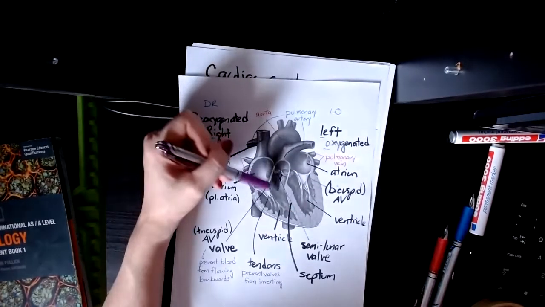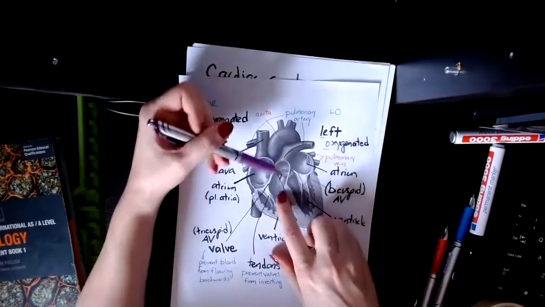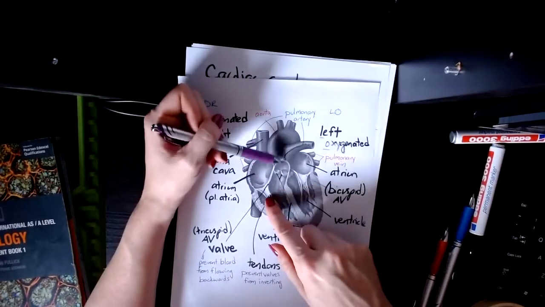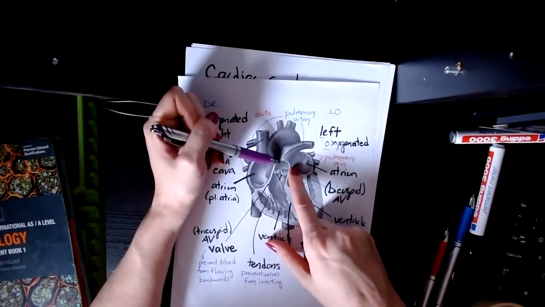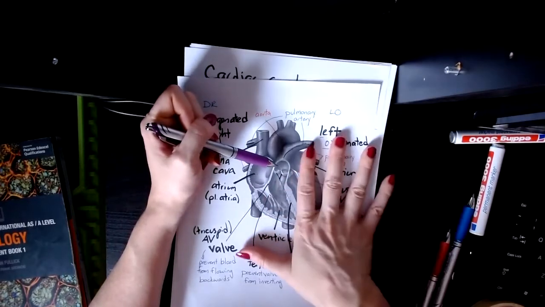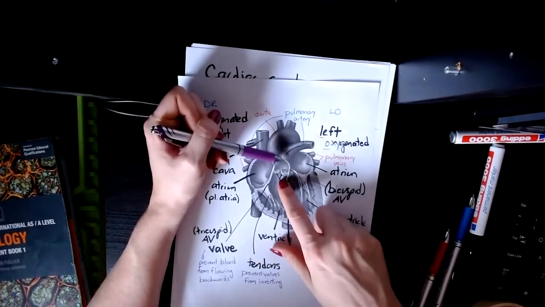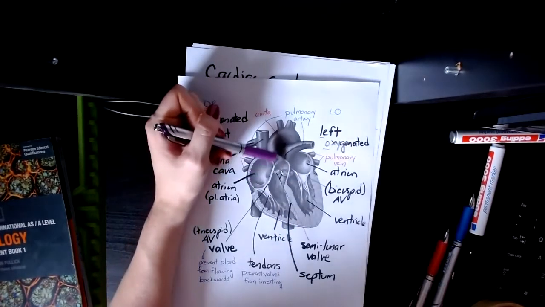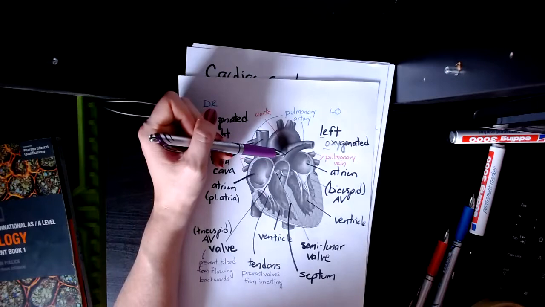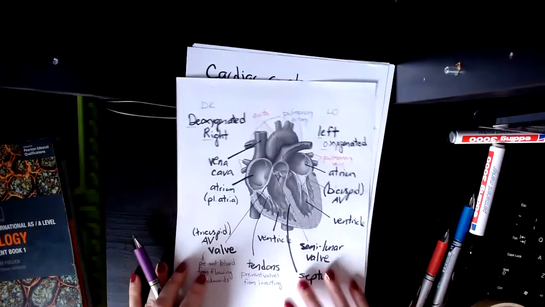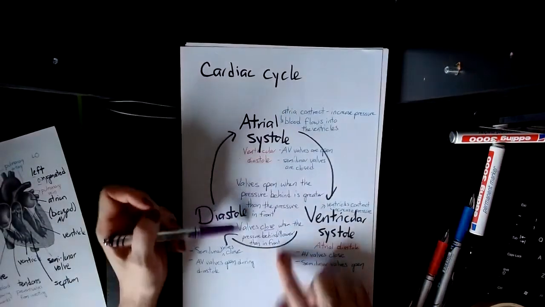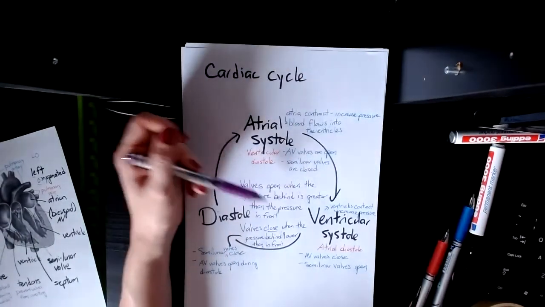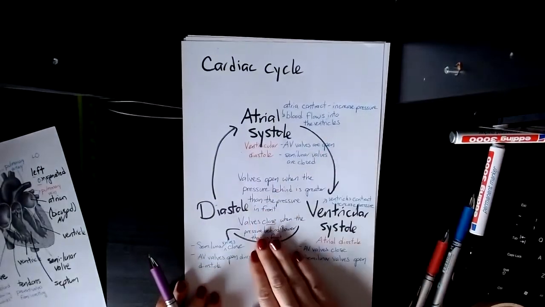It's the same thing for the semilunar valves. When the ventricles contract, the pressure behind these valves is greater than the pressure in the arteries, which means they will open. However, as soon as the ventricles start to relax, the pressure behind them is lower, and so they close, because the pressure in the arteries is now higher. Okay, I hope that makes sense. You can say it either way: the valves are open when the pressure behind is greater, or when the pressure in front is lower. It doesn't matter how you say it, as long as you understand this idea.